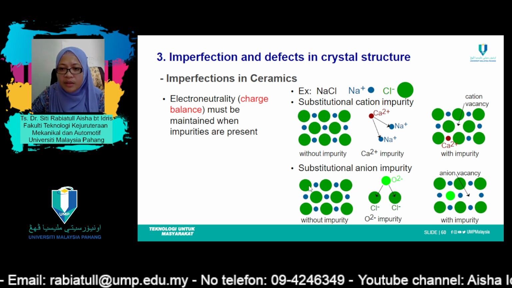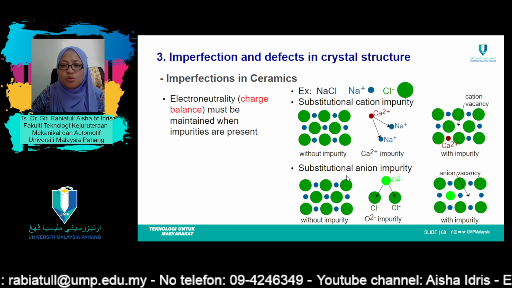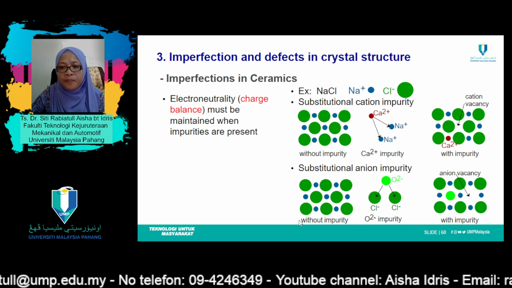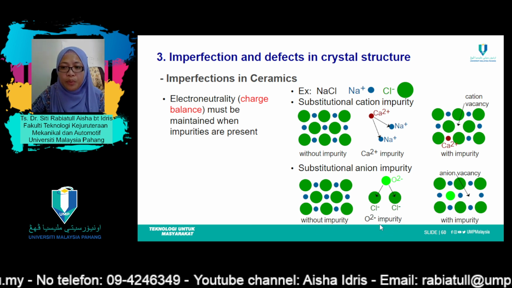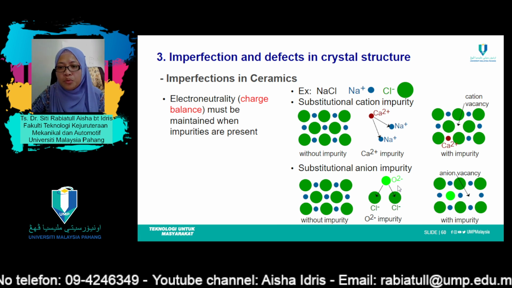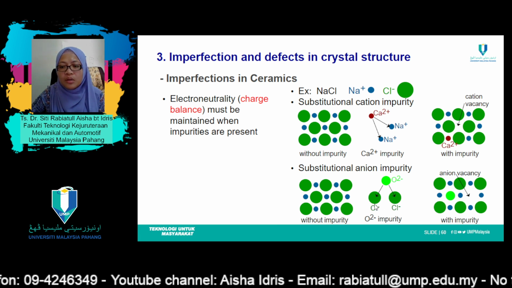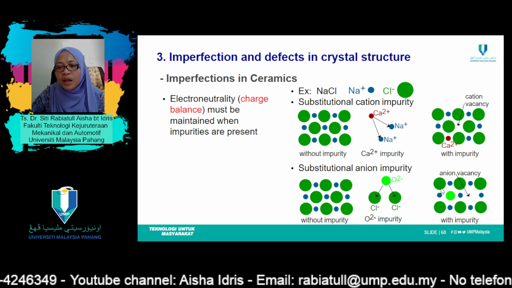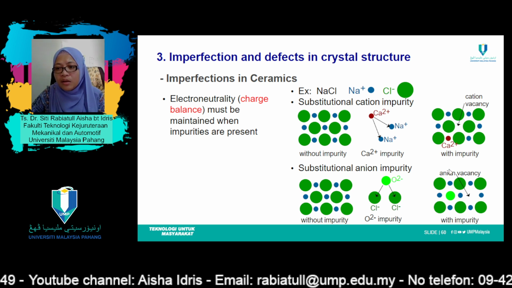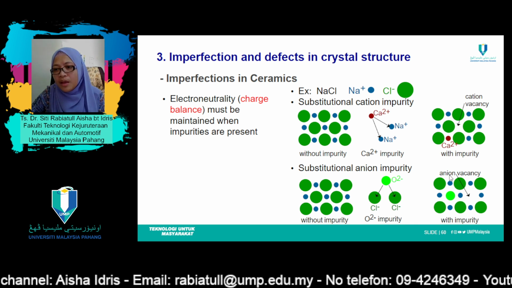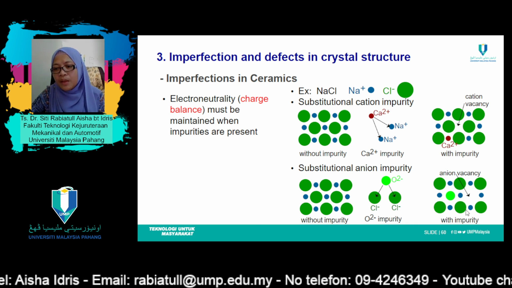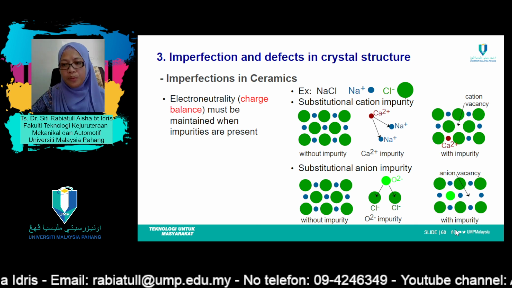Another one is the substitutional anion impurity. This one is without impurity, and this one is with an O2 impurity. You see, O2 will attract chloride towards it, and suddenly we can see in this figure there's an ion vacancy there. This one is with impurity.